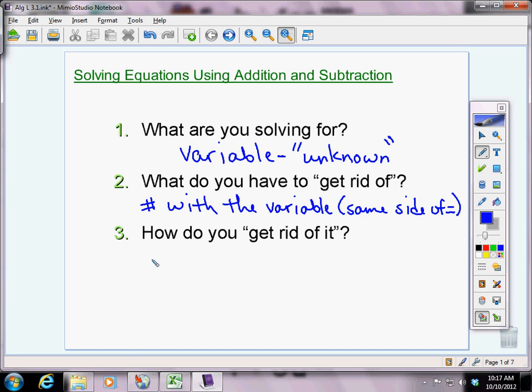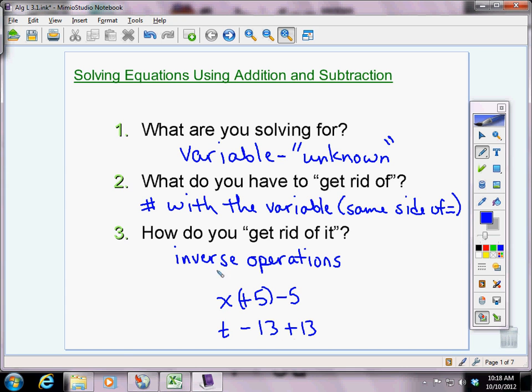And then step 3 says, how do you get rid of it? Well, we get rid of it using inverse operations. Now, inverse operations are just operations that undo each other. If I had a number, we'll just call it x, and I added 5 to x, how would I undo this adding 5? Well, I'd subtract 5. If I was subtracting 13, how would I undo subtracting 13? Well, I'd add 13. So inverse operations are kind of like opposite operations. And in this lesson, we're going to be doing addition and subtraction. In the future, obviously multiplication and division are inverse operations.